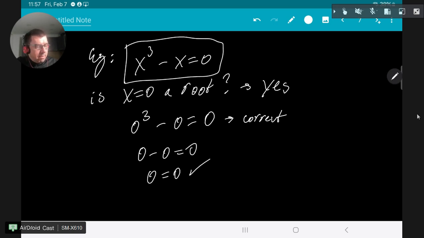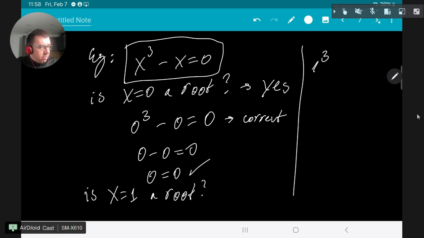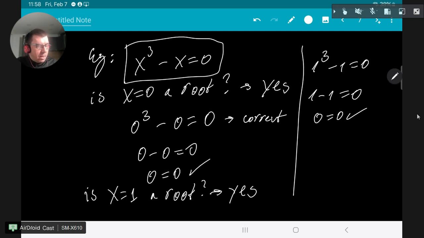I can do the same if x equals 1. Let's ask another question. Is x equal 1 a root to this equation? Well, let's make a check. 1 to the power of 3 minus 1 equals 0. 1 minus 1 equals 0. 0 equals 0. It is an identity, therefore the answer is yes.